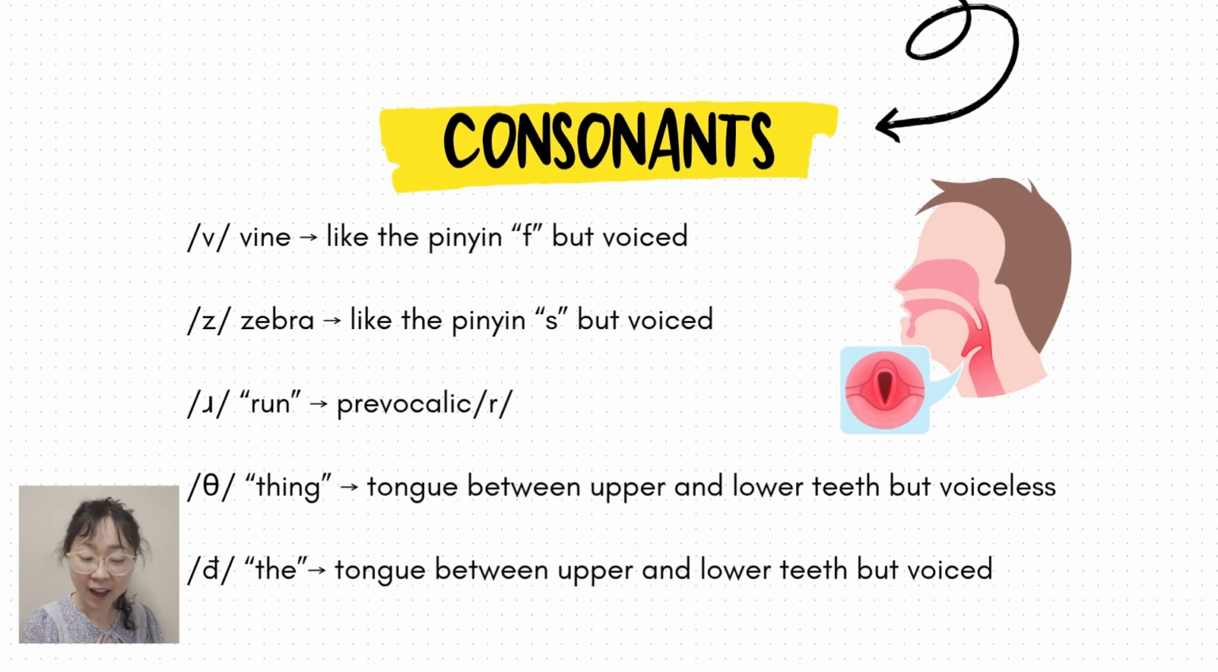So for v as in vine, it's like the f in pinyin, but our voice box is on. It's the same placement as f, but we say vine. Our voice box is on. And then same for z as in zebra. It's like the pinyin s, but our voice box is on. So we say z, z, zebra.